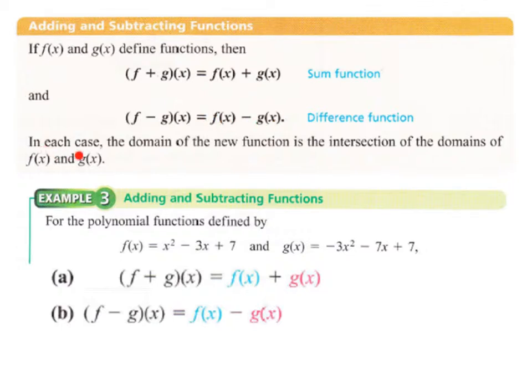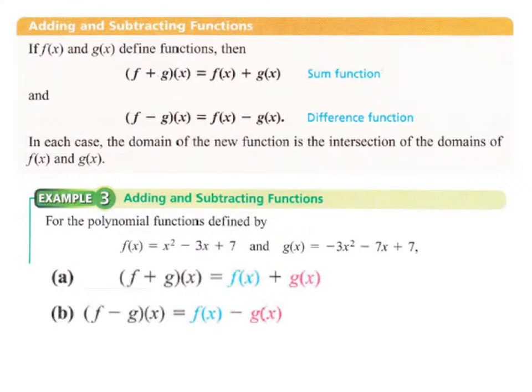They do mention the domain here. The domain of the new function is the intersection of the domains of f of x and g of x. Remember, intersection, that's "and," so it has to be in the domain of both. Of course, when we're dealing with polynomials, the domains are going to be all real numbers, but just because they're functions does not necessarily mean that they will be polynomials.